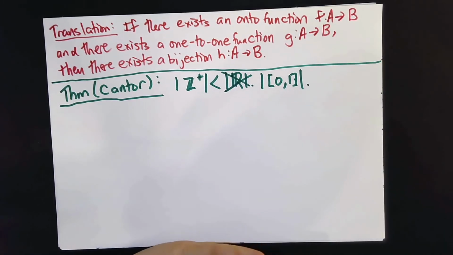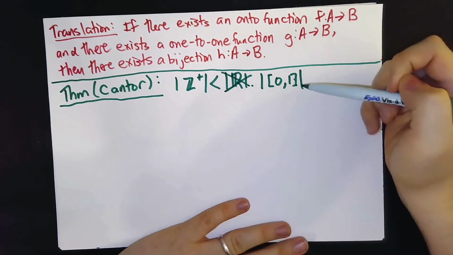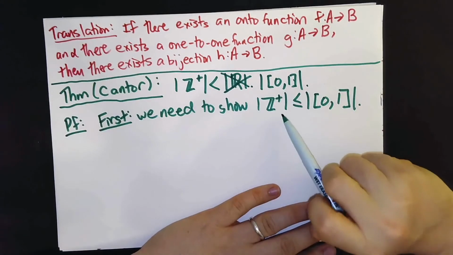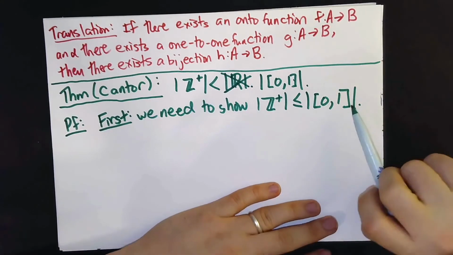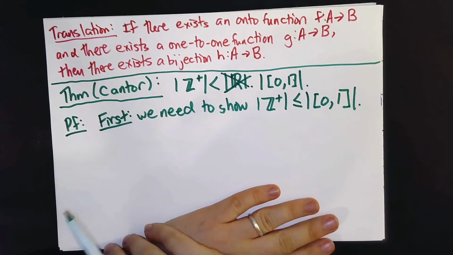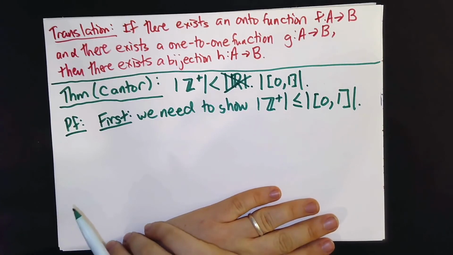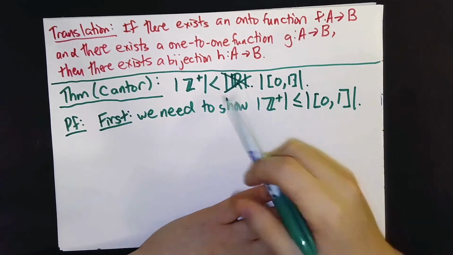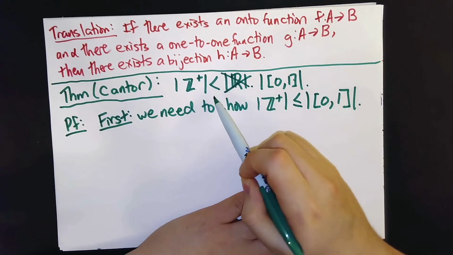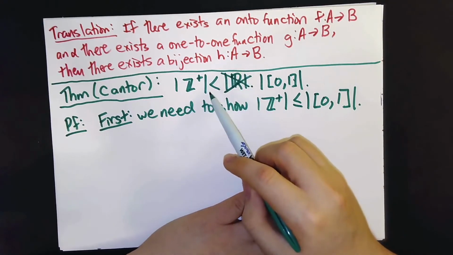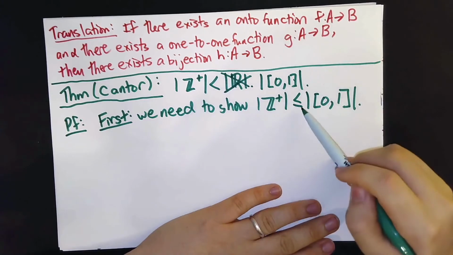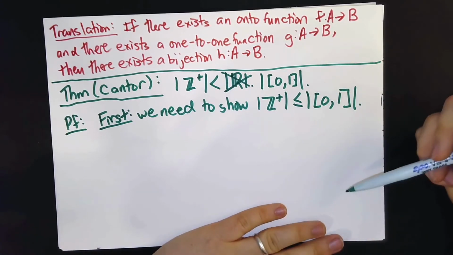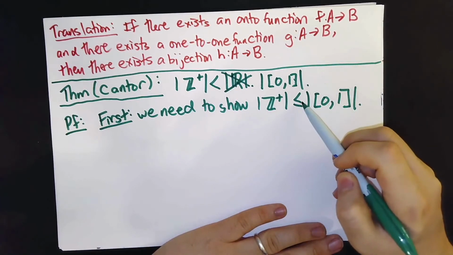With all of this setup, I know what I have to prove. The first thing we need to do is show that the size of the positive integers is less than or equal to the size of the closed interval 0, 1. Why? Because that's literally our definition of strictly less. Namely, strictly less, our definition was less than or equal to plus not equal to. So I'm going to do less than or equal to first.